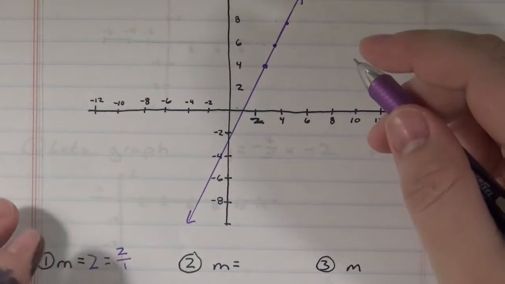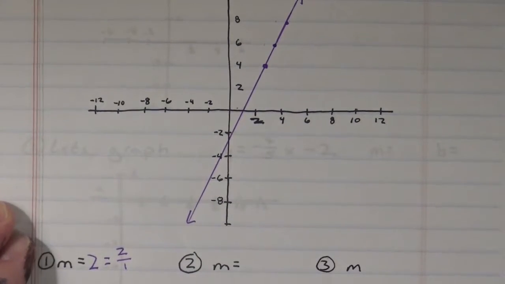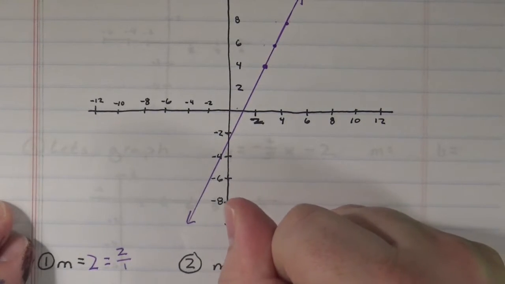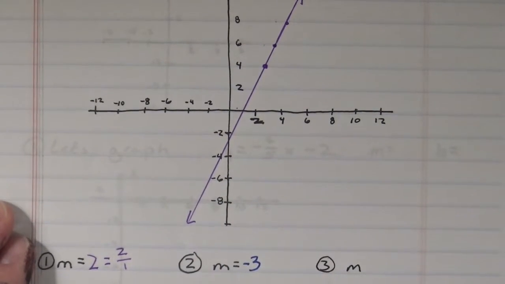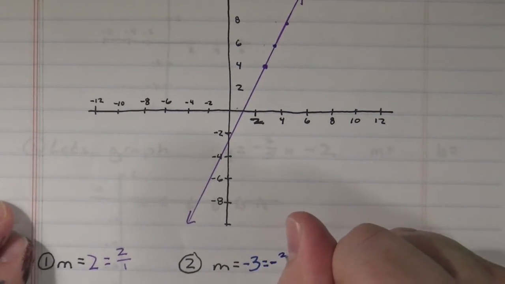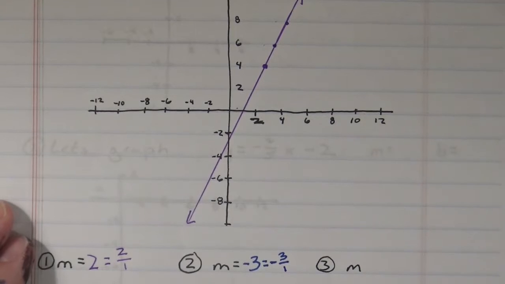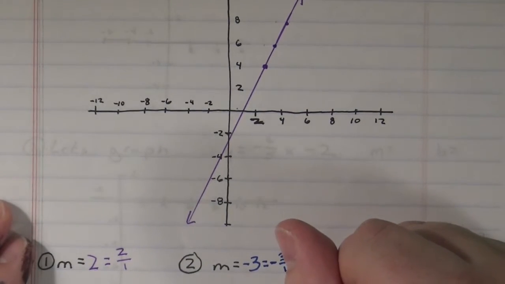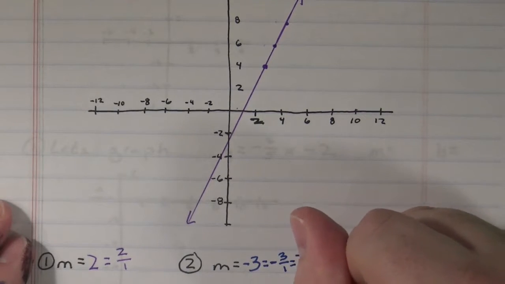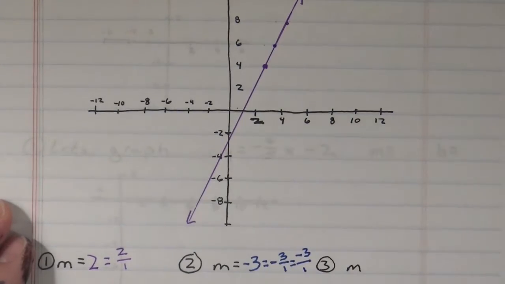All right, so let's try another one now. Let's use a different color. Let's say that my slope is -3. Well, this is telling me that I have a slope of -3 over 1. Now, this negative has to go with either the top number or the bottom number. It really doesn't matter, you just have to choose sometimes. So in this case, I'm going to say it's going to be -3 over 1. All right, everybody understand that?